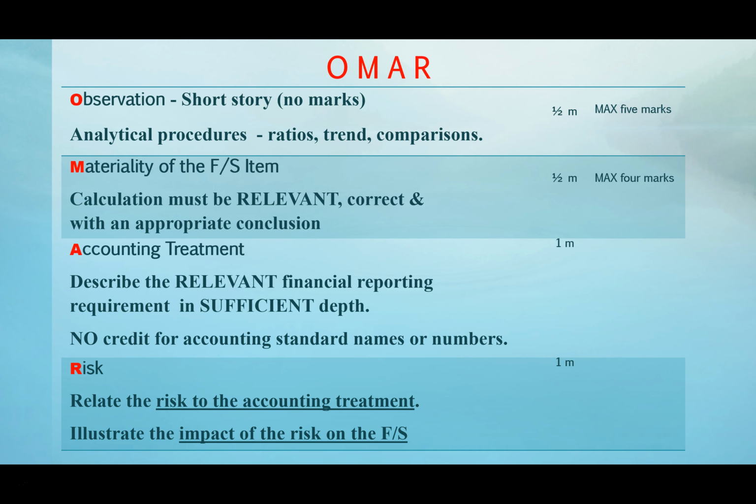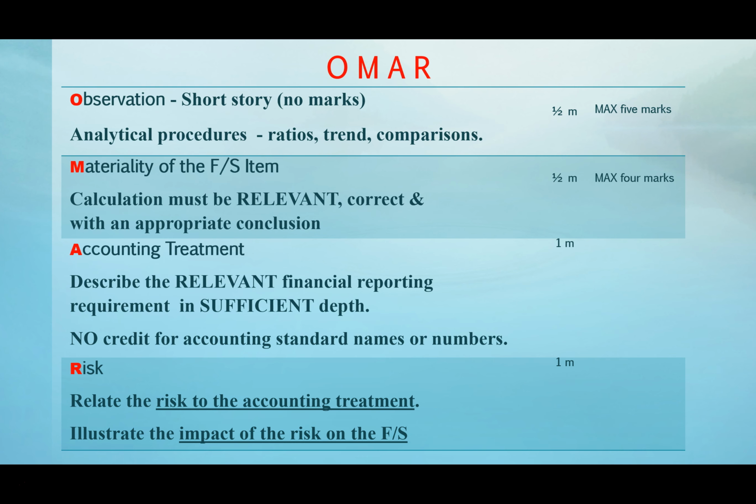Observation, start with that. This is a short story. No marks are given. Then go on to materiality of the financial statement item. Calculate this if the value has been given. Then you go on to accounting treatment and then to specify the risk.